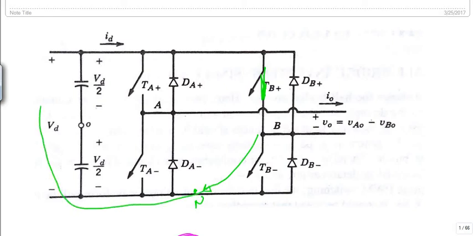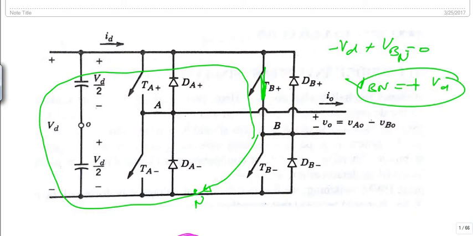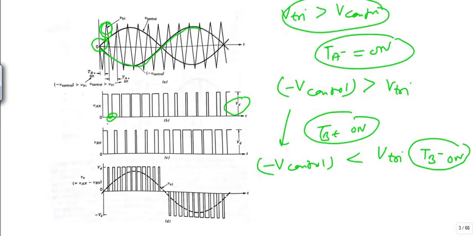In this loop we will use this KVL, so we will get minus Vd plus Vbn, this must be equal to 0, so we will get Vbn must be equal to plus of Vd. What happens if this Tb minus is on and this is off? Under this condition this Vbn should be equal to 0. The same can be seen here.